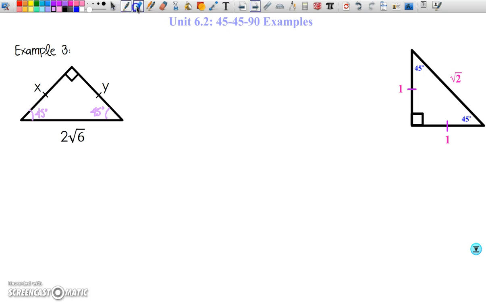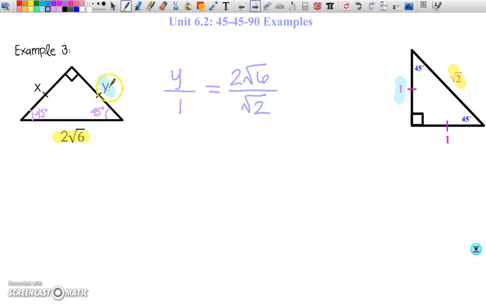And now we need to pair up our sides. So let's say we did y first. y is going to match up with 1, and then our 2 times the square root of 6 is going to match up with the square root of 2. So if we pair up our sides, y over 1 equals 2 times the square root of 6 over the square root of 2.